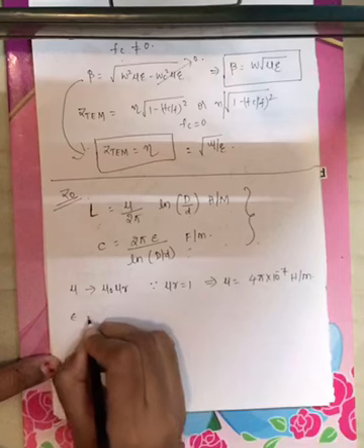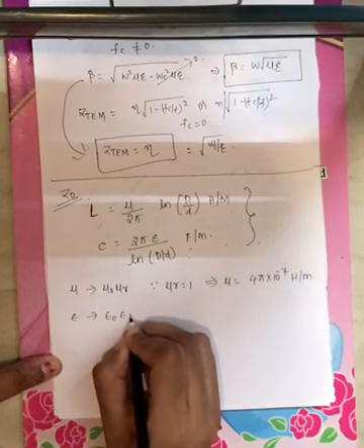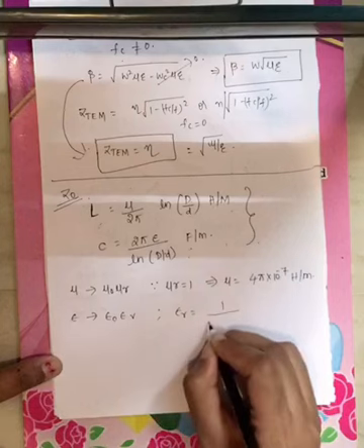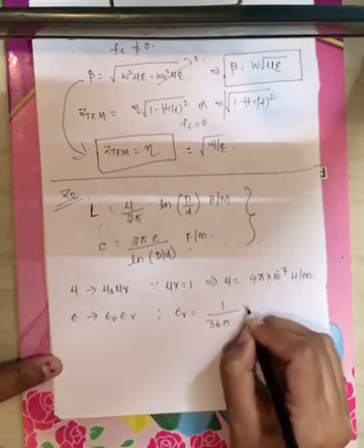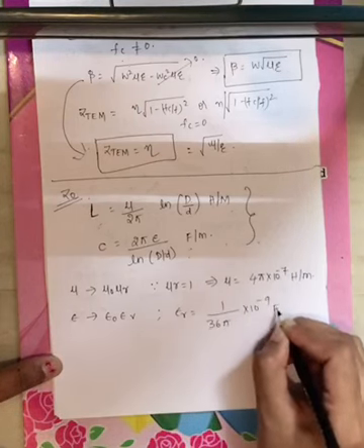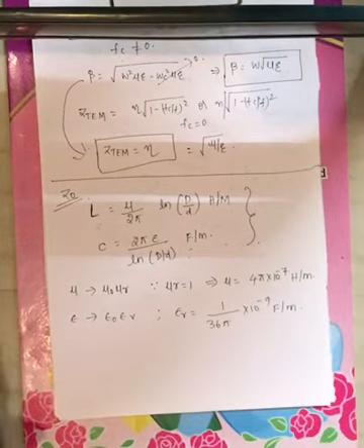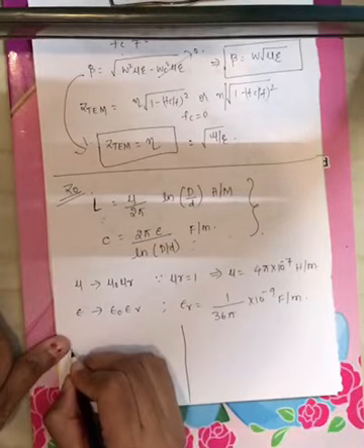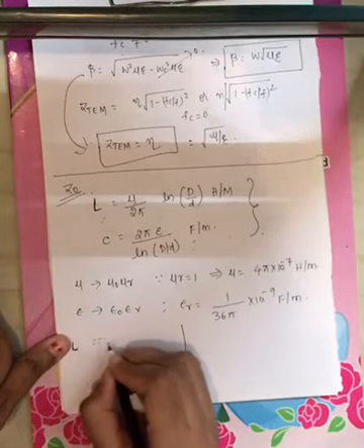Similarly, epsilon is given by epsilon naught into epsilon r, where epsilon naught is 1 by 36 pi into 10 power minus 9 farad per meter. You have to substitute these values in L and C, and after substituting those values, calculate Z. Now what is L?